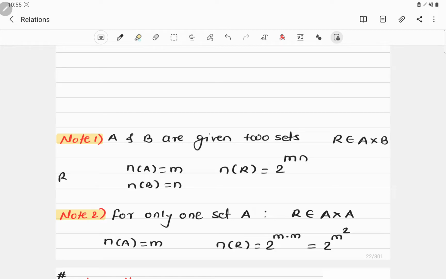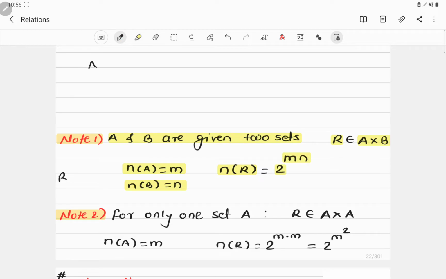If A and B are two given sets, and every one of you knows the relation always belongs to the Cartesian product A cross B, and let's say the number of elements in set A is m and the number of elements in set B is n, then the maximum number of elements under any relation is always 2 raised to m into n.